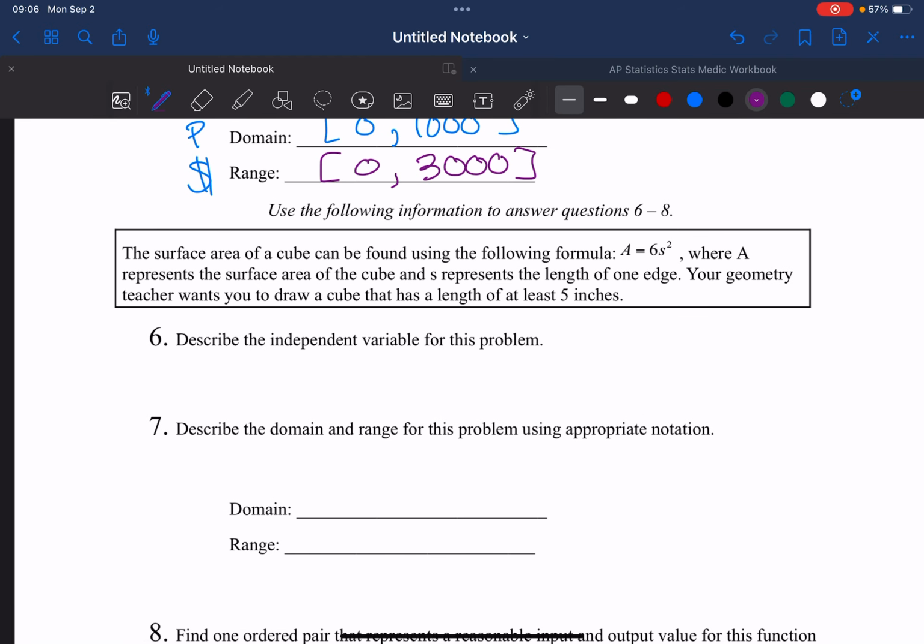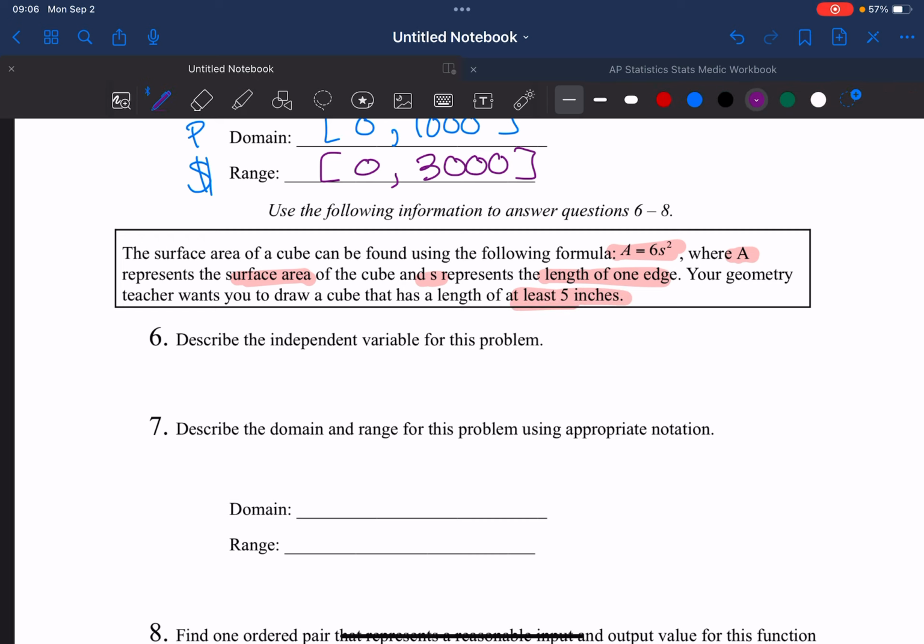It says the surface area of a cube can be found using the following formula: A equals 6s squared, where A is the surface area and s is the length of one edge. Your geometry teacher wants you to draw a cube that has a length of at least 5 inches.